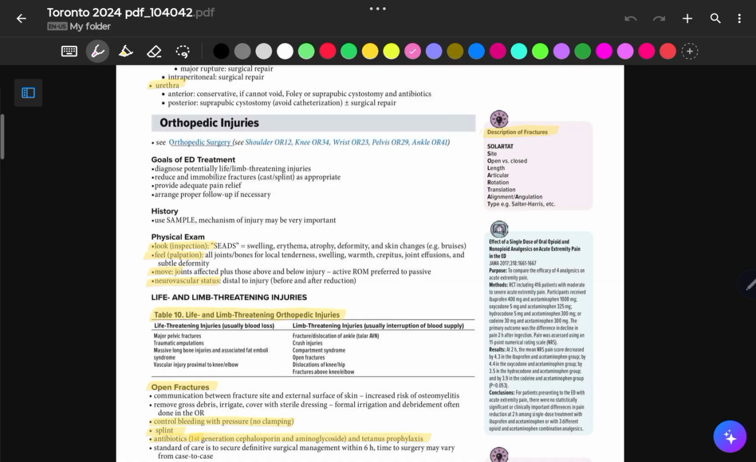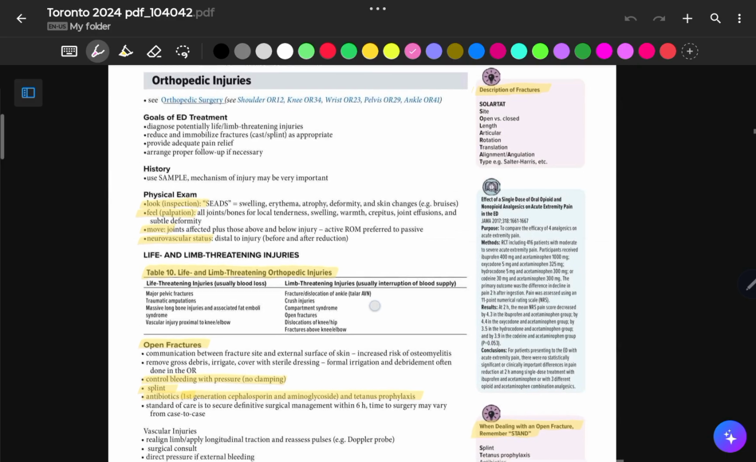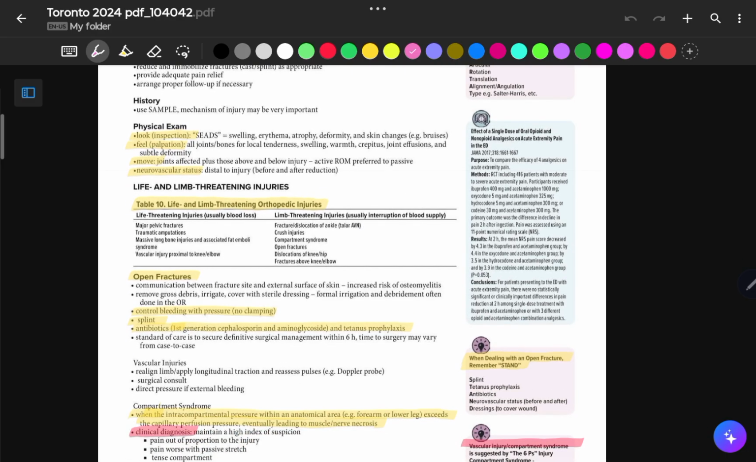You want to reduce and immobilize fractures with a cast or splint as appropriate, provide adequate pain relief, and arrange for proper follow-up. Okay. So for physical exams, you're going to look, feel, move. So look, inspection. You look for swelling, erythema, atrophy, deformity, and skin changes. For feel, you're going to palpate all the joints and bones for local tenderness, swelling, warmth, crepitus, joint effusion, and any deformity.